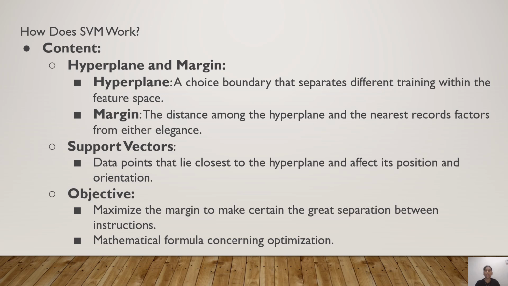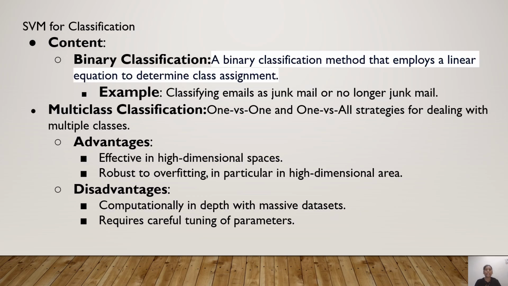Mathematical formulation involves optimization. SVM for classification: SVM is also used for binary classification. A binary classification method employs a linear equation to determine the class assignment. For example, classifying whether a particular mail is junk or not. Now, let us see multi-class classification: one versus one and one versus all strategies for dealing with multiple classes.